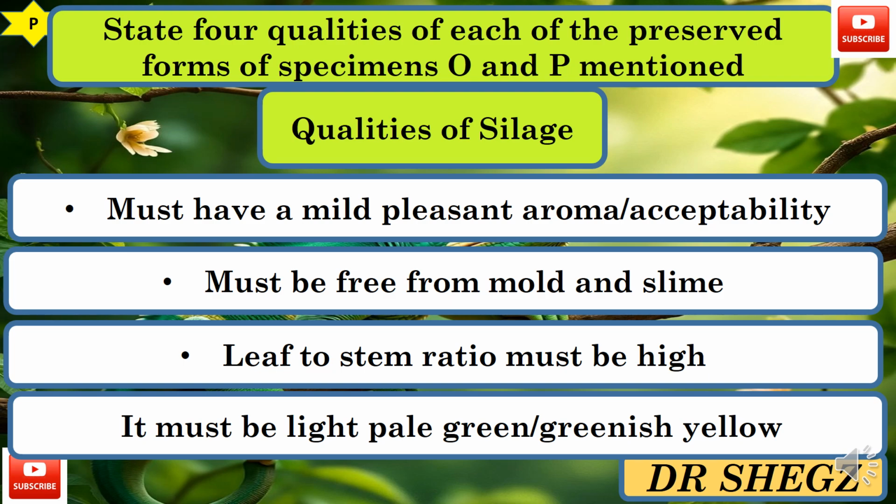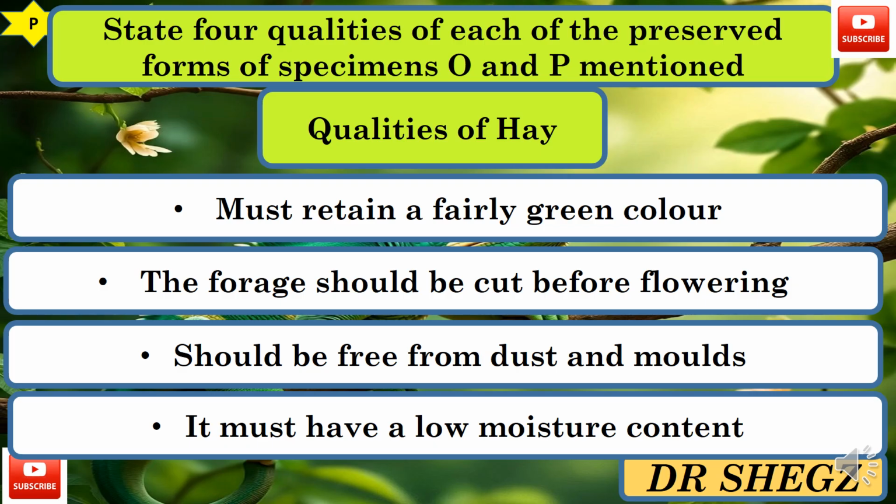So all of these are past questions. And of course, what about the qualities of hay? Must retain a fairly green color. The forage should be cut before flowering. Should be free from dust and molds. And of course, it must have a low moisture content. So all of these are the qualities of hay.